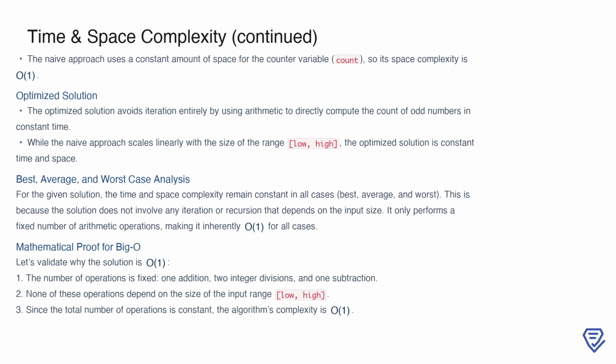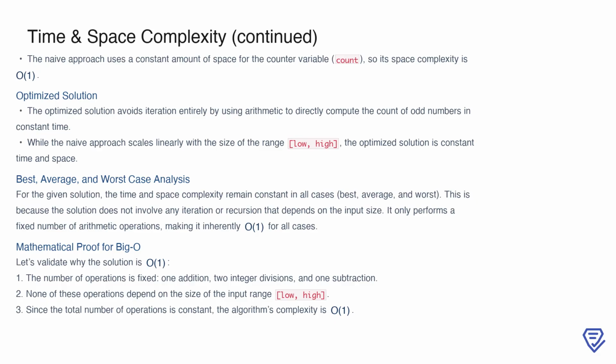By leveraging arithmetic calculations instead of iteration, the optimized solution avoids looping entirely, allowing it to calculate the count of odd numbers in constant time. This makes the optimized approach scale independently of the size of the range [low, high].